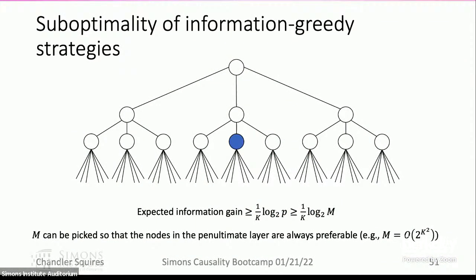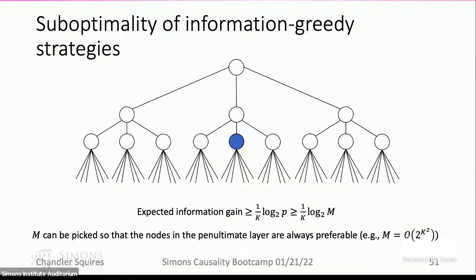And here we can even just lower bound that. So p is always going to be greater than m, which is the number of things just in this subtree. And this shows that the k and the m are independent. So I can take m as large as I want. Say I make it 2 to the p squared. This would never really happen in practice, but this is just a kind of counterexample for why the information greedy strategy won't work.